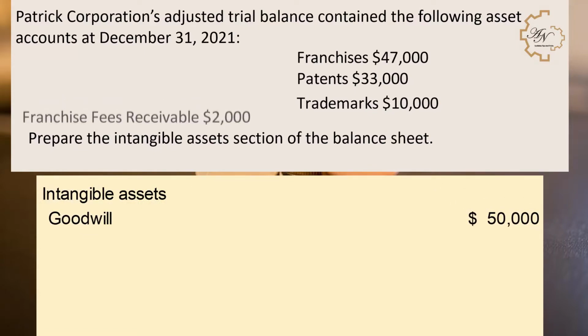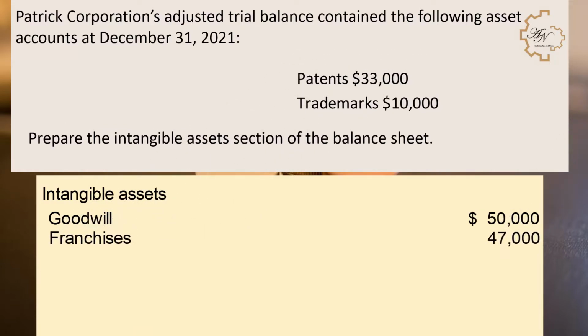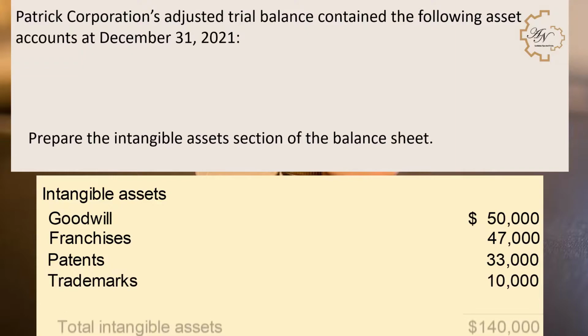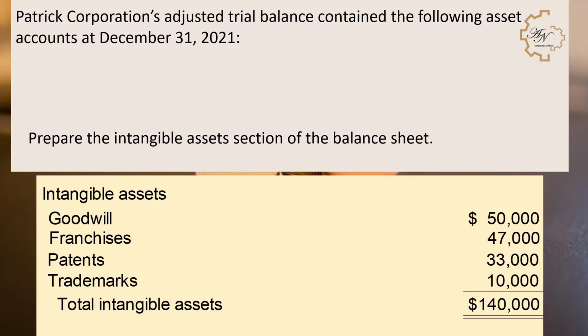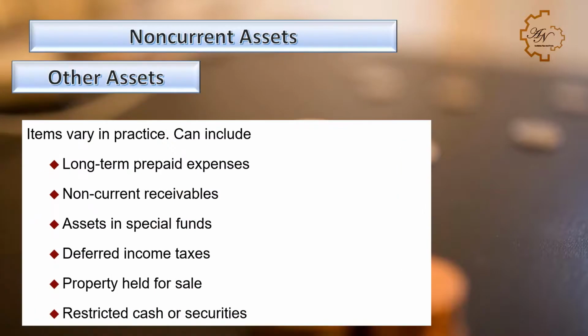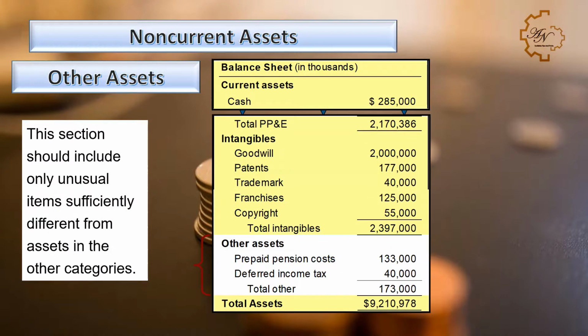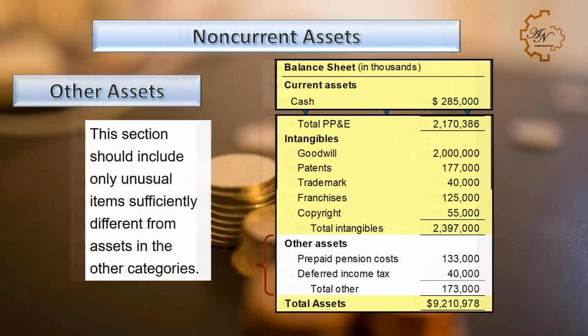Franchise fee receivable in the current assets. Franchises, intangible assets. Patent, also intangible asset. Trademark, also. And the total is $140,000. Other assets. This section should include only unusual items sufficiently different from assets in the other categories, like prepaid pension costs, deferred income tax.